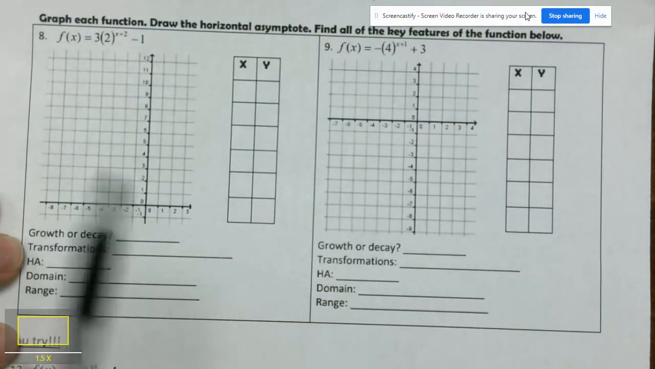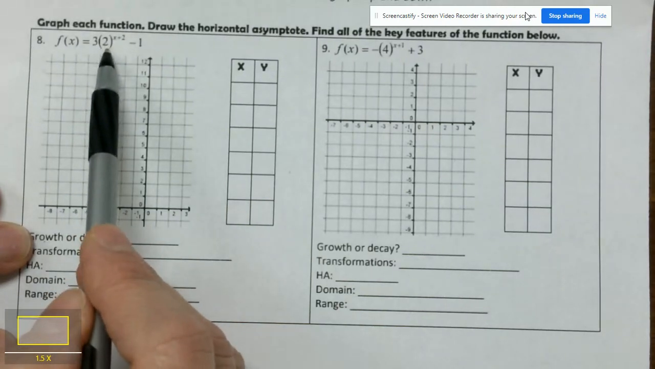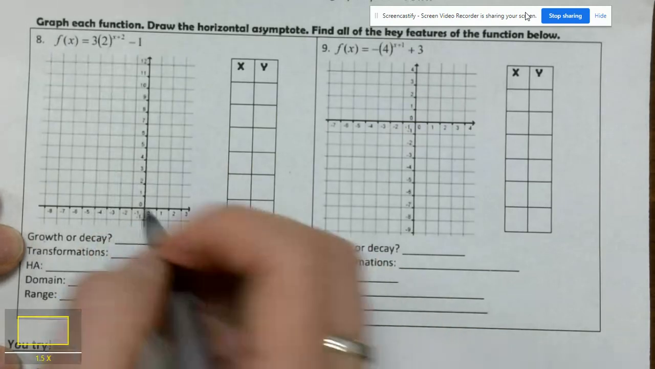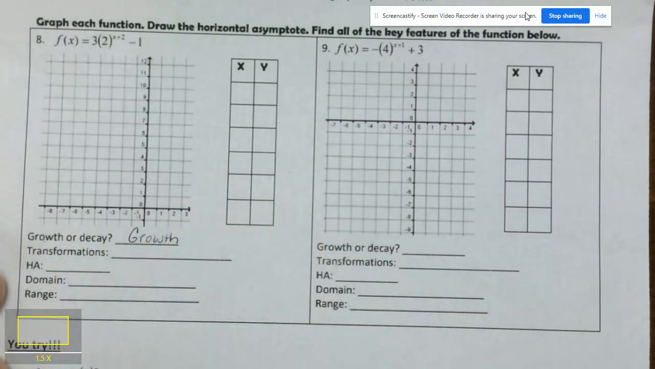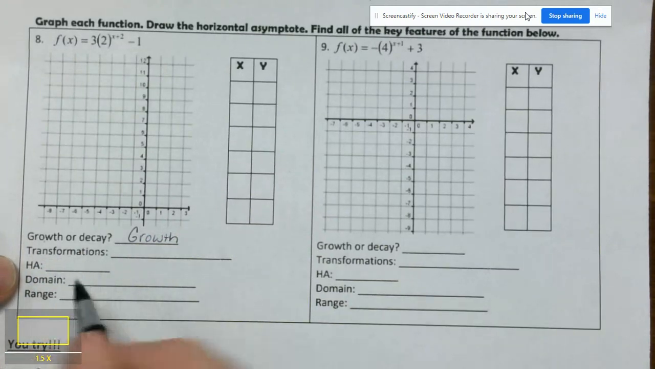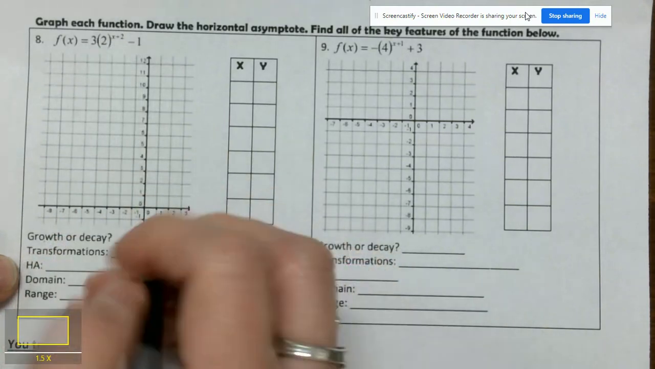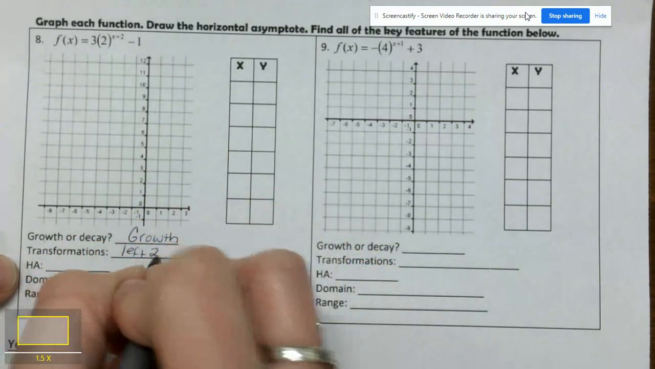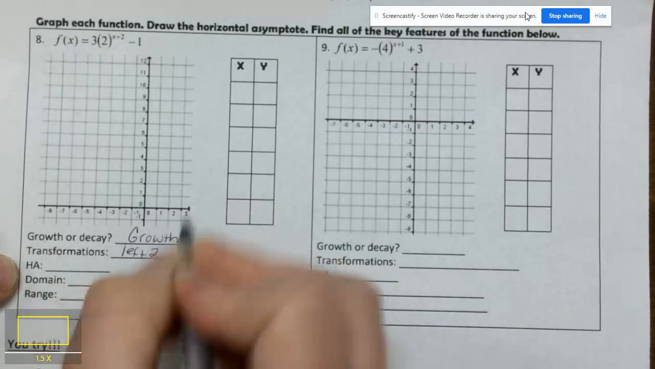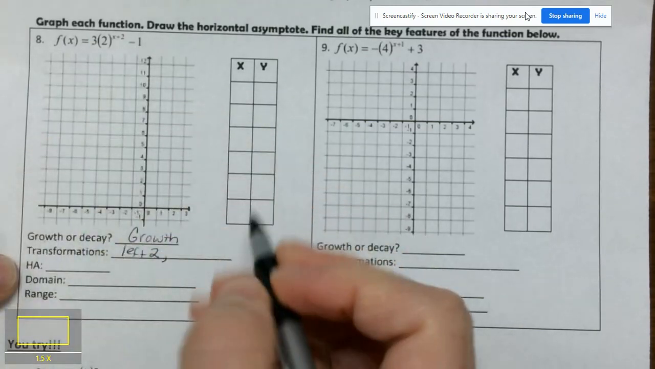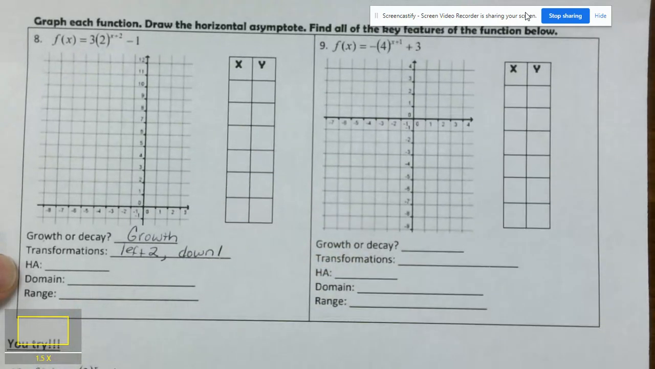Does this represent a growth or a decay? Okay, when we look at that, we look at this 2 right here. If this 2 is greater than 1, that means it's a growth. So this one represents a growth. All right, the transformations: I have an h that is plus 2, that's x plus 2, so that means it's going to move left 2, because that means my h is negative 2. And I also have a minus 1 on the end, which means it's going to move down 1 unit.